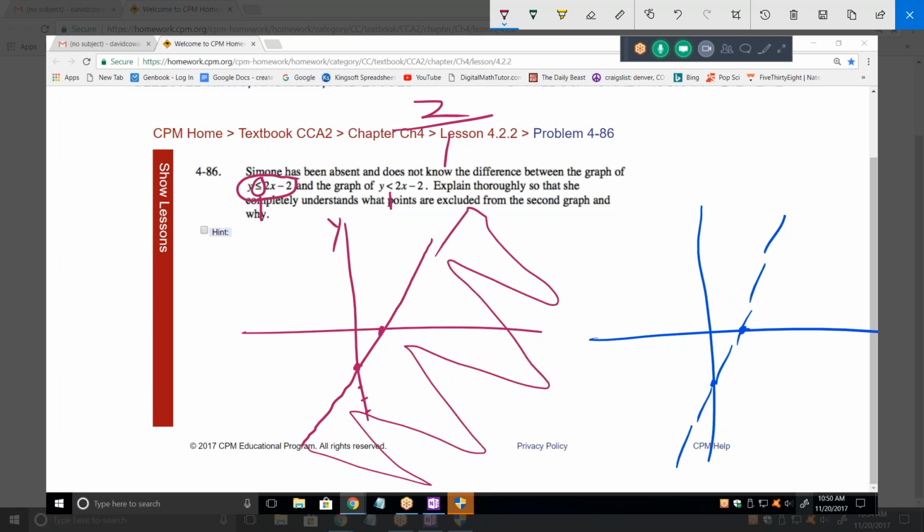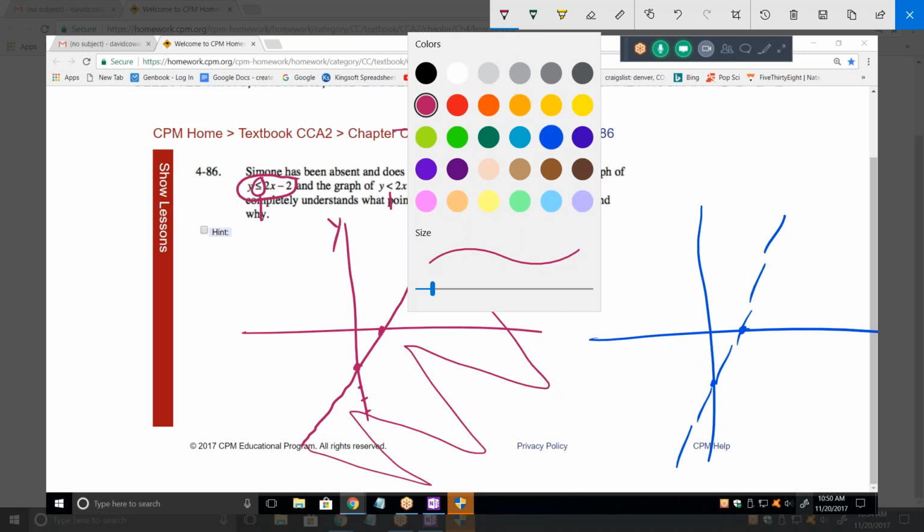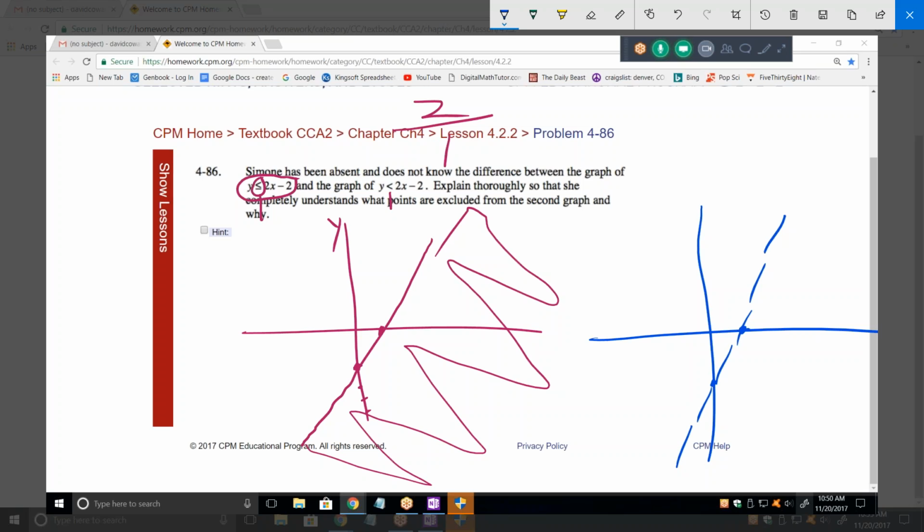And notice why I never say left or right, or why I said that, is because I don't want you to say to the right. That's not the way to describe this. It's below, based on the fact that y is less than that line. Same thing with the blue line. Y is less than that. This one was y is less than or equal. This one is less than only. The only difference is the solid line versus the dotted line.